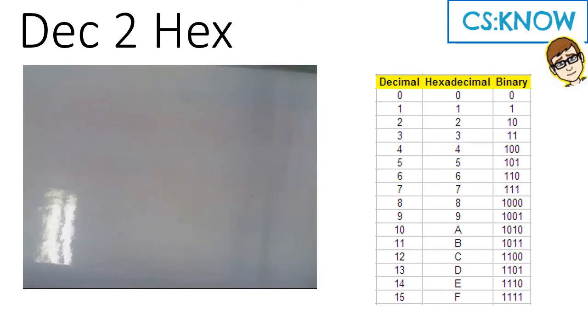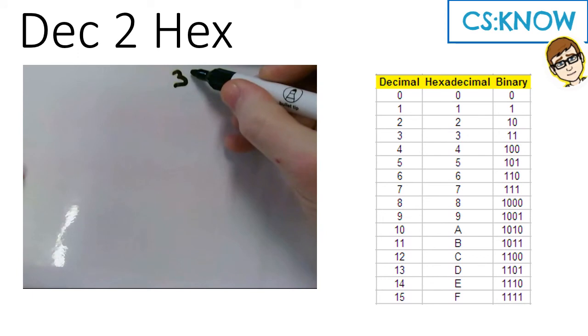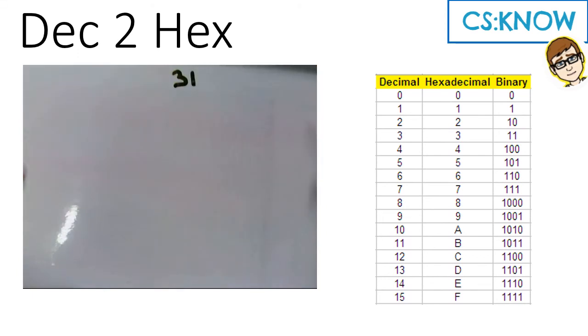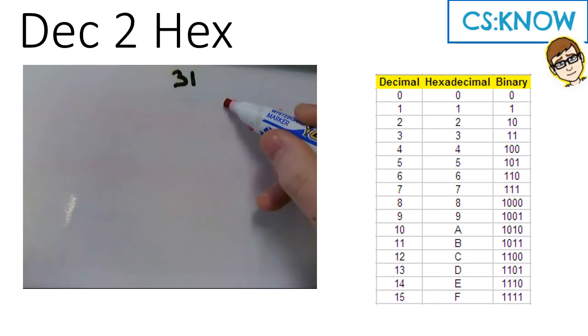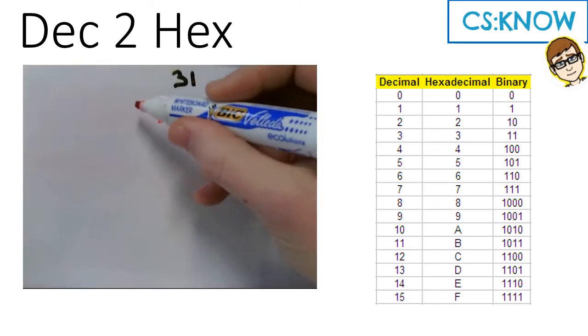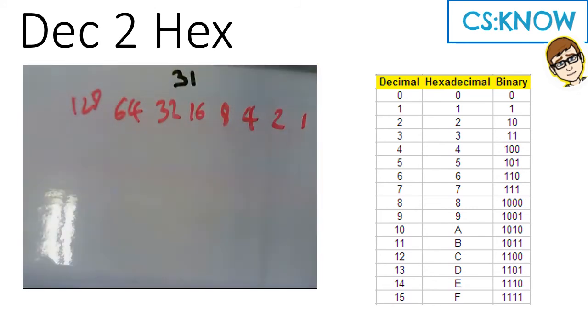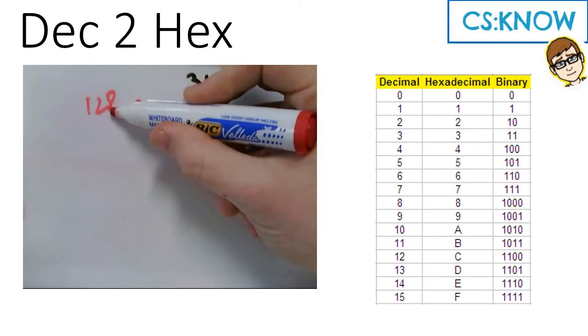So the other thing they can ask you to do is a decimal number to hexadecimal. So what is the hexadecimal for 15? What's the hexadecimal for 71? So we're going to look at the hexadecimal value for decimal 31. So first of all, we can't do this in my head, so we have to write it out. 1, 2, 4, 8, 16, 32, 64, and 128. We've got our values along the top.